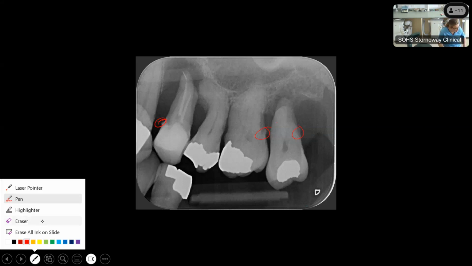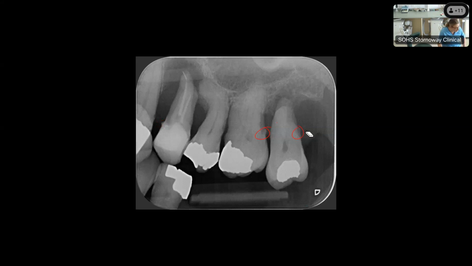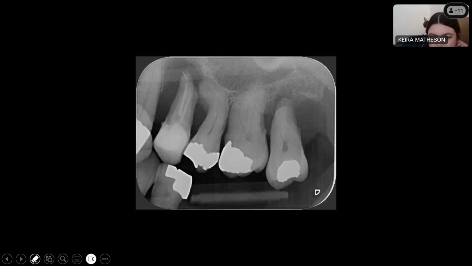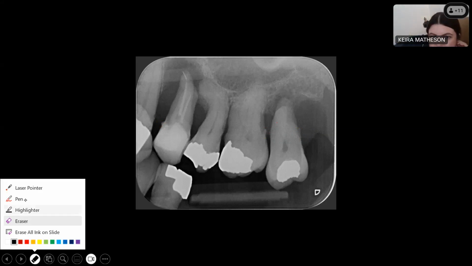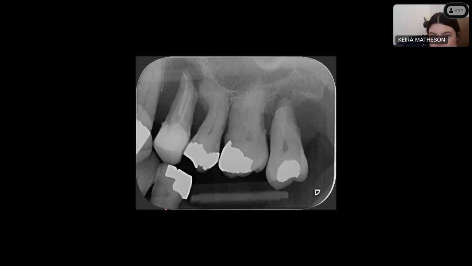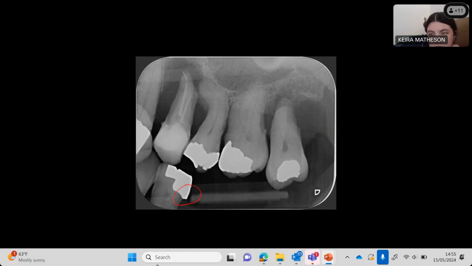Anything else? Kira? I would mention that the lower premolar looks to have an overhang on the restoration that's there on the distal aspect. Perfect, it certainly does. I know that this periapical wasn't taken to see the lower tooth, but we can see it, so we should comment on it. Nice.